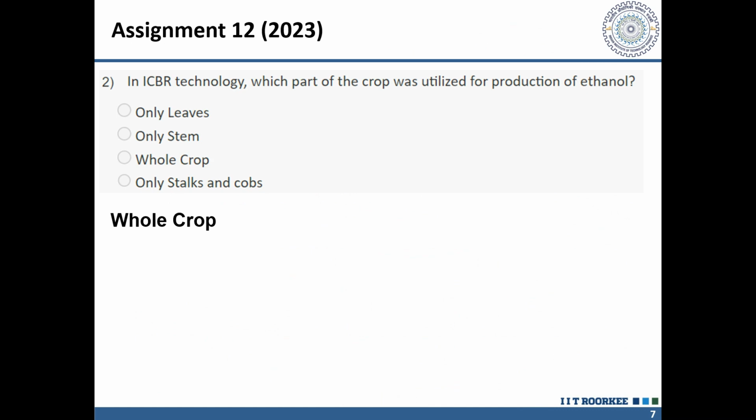Now, moving on to the next question. In ICBR technology, which part of the crop was utilized for the production of ethanol? So, first of all, what is this ICBR? ICBR means integrated corn based refinery. First of all, we know that it uses corn for the production of ethanol.